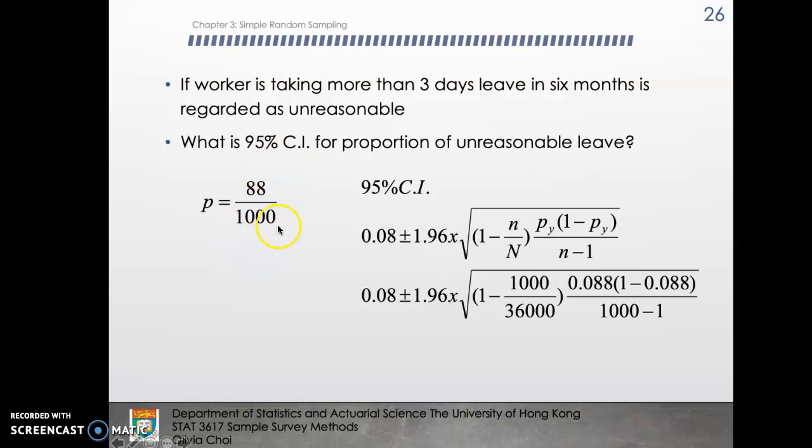Then we want to construct a 95% confidence interval to explain how confident we are in concluding that 8% of the workers are taking unreasonable leave. So 8% plus or minus our margin of error, right? So that equals 1.96 multiplied by the square root of the estimate of the variance of our p.